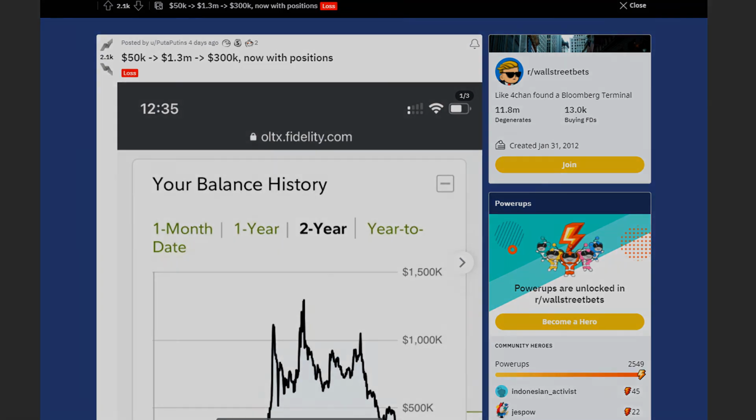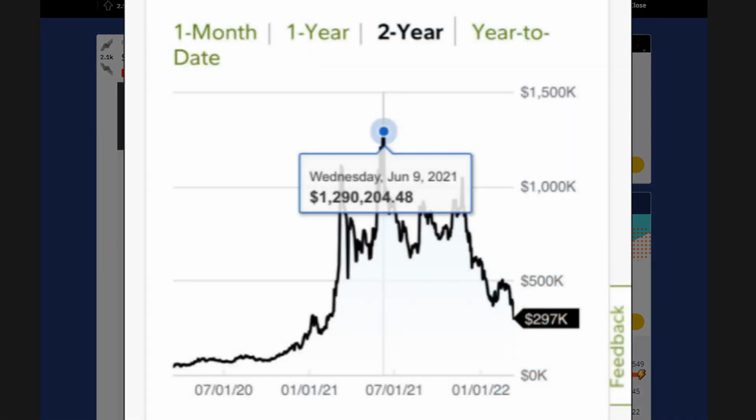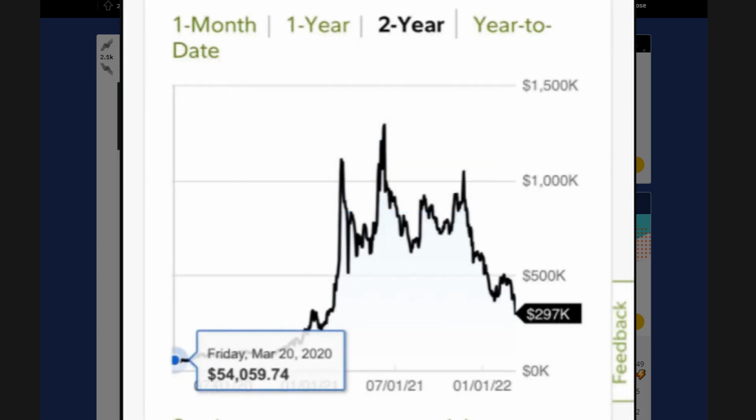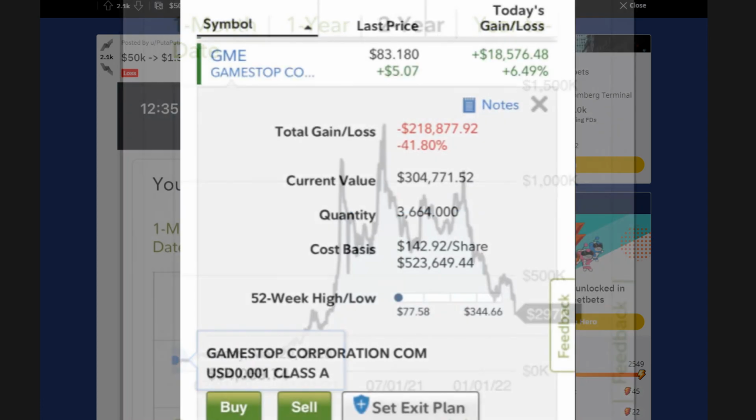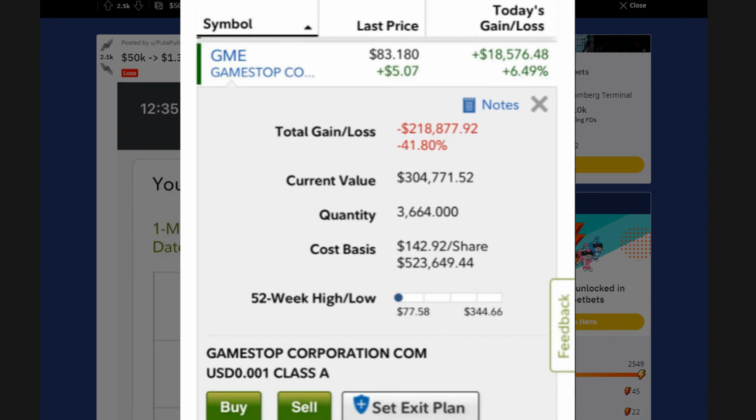And last but not least, we have a loss or a gain depending on the perspective. Trader by the name of Puta Putins turned 50k to $1.3 million and then his account dropped to 300k. As you have probably guessed, those gains and current loss is from GameStop. On the current trade, he's down by 41%, or around 218k in total.